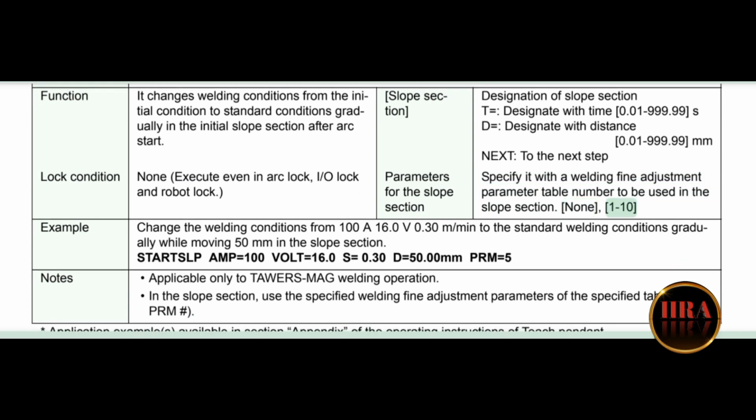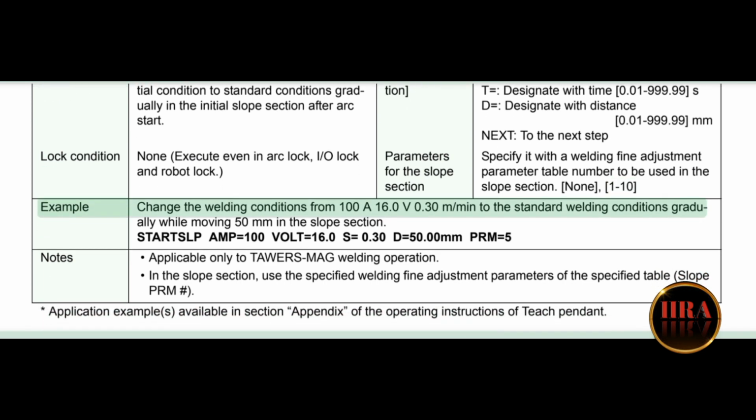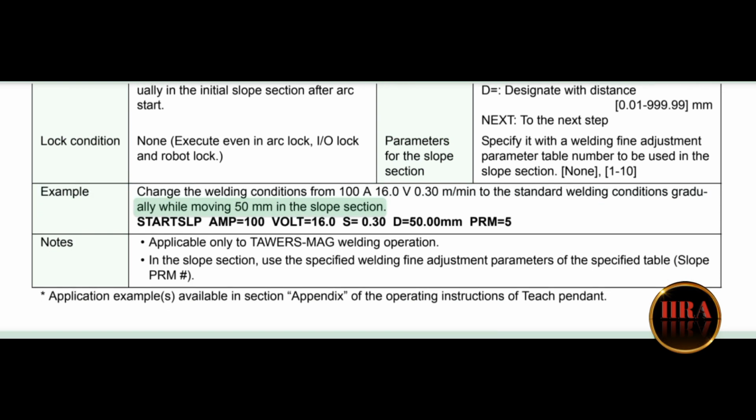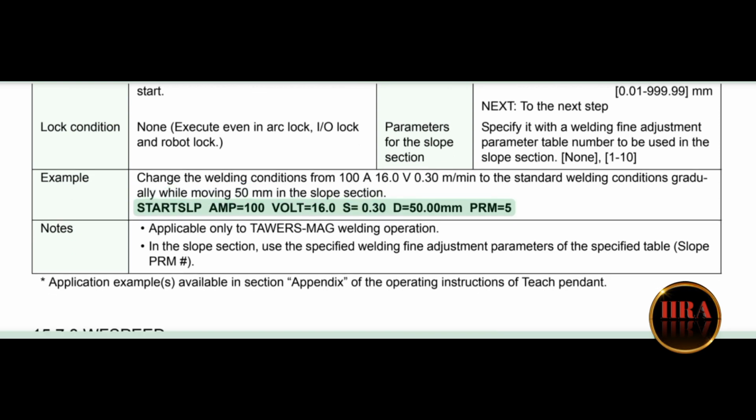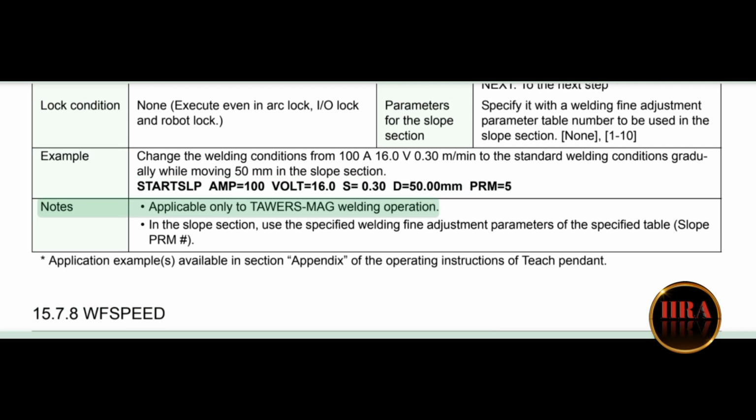None, 1 to 10. Example: change the welding conditions from 100 A, 16.0 volts, 0.30 meters per minute to the standard welding conditions gradually while moving 50 millimeters in the slope section. STARTSLP AMP equals 100 volt equals 16.0 S equals 0.30 D equals 50.00 millimeters PRM equals 5. Notes: applicable only to TAWERS MAG welding operation.